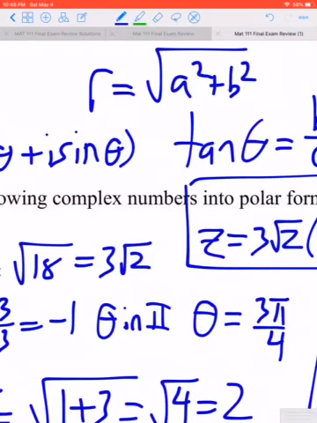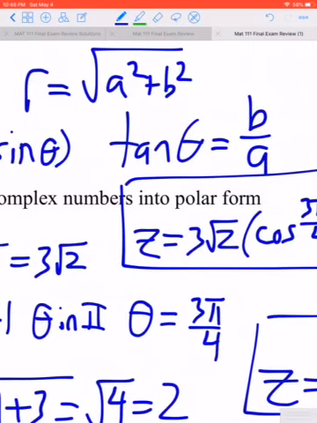We refer to this as the absolute value or the modulus of the complex number. And the angle theta is such that it satisfies the equation, the tangent of theta equals b over a.